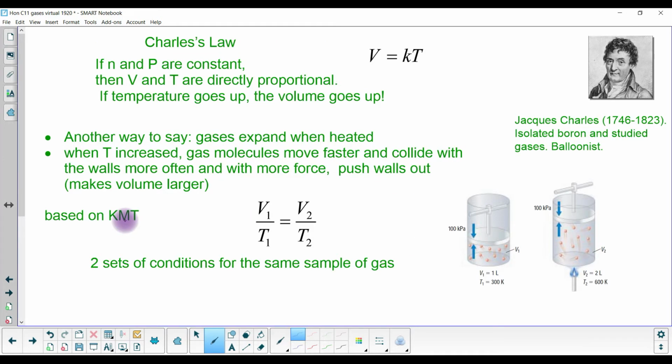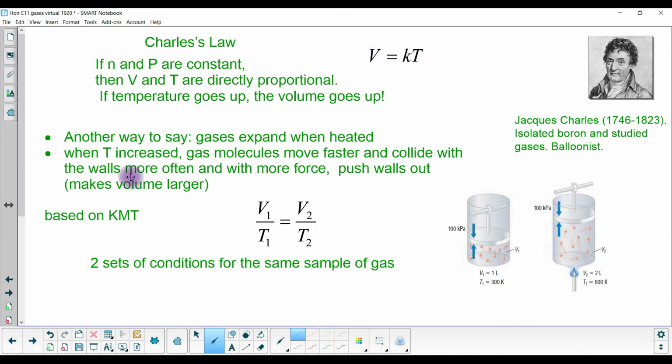Another relationship is Charles' law. If we hold the number of moles and the pressure constant, and we look at then what's left, the volume and the temperature. They are directly proportional as shown by this equation. If the temperature goes up, the volume goes up. Again, K is a constant that you don't need to worry about. This is why we say that gases expand when they are heated. We increase the temperature and their volume increases.